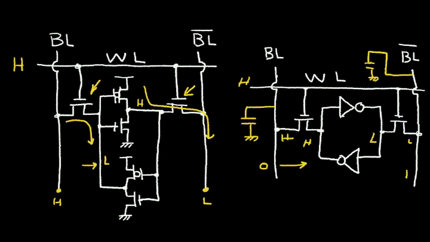So the way around that problem is to set the bit lines at a high voltage before I do my read operation. So typically what's done is there will be a pre-charge transistor connected to each bit line.